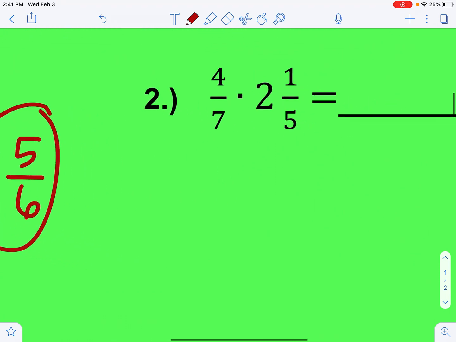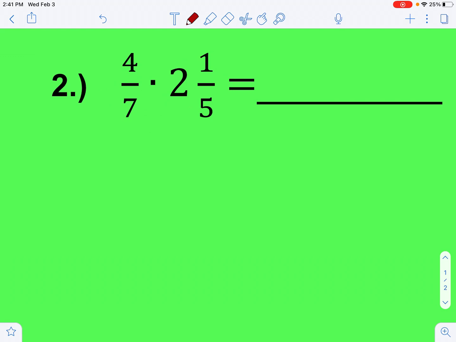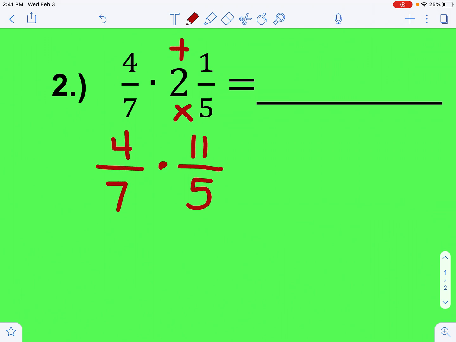Awesome, moving on to number 2. This time we're taking 4/7 times 2 1/5. Again, we have a mixed number, so we want to change that to an improper fraction. We take 5 times 2, which is 10, plus 1, which gives us 11 over 5. And we're still taking that times 4 over 7.